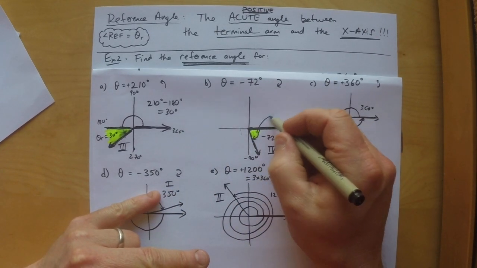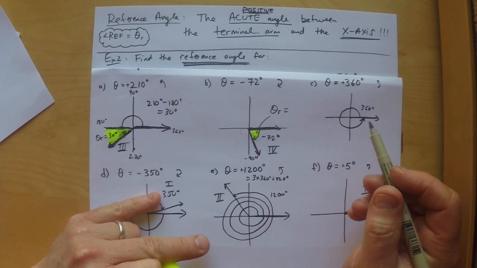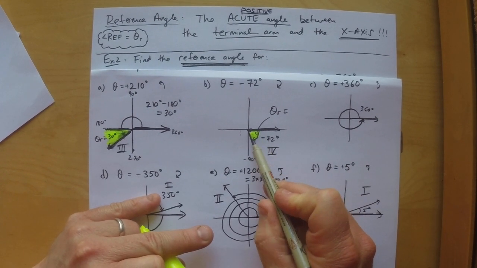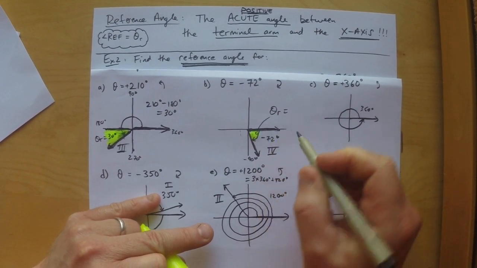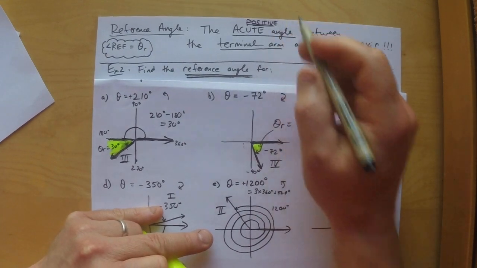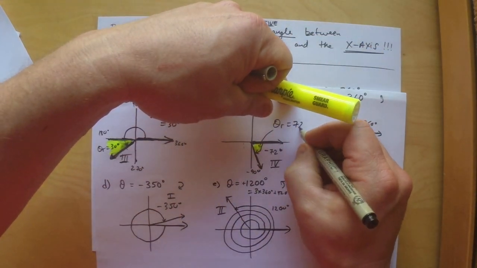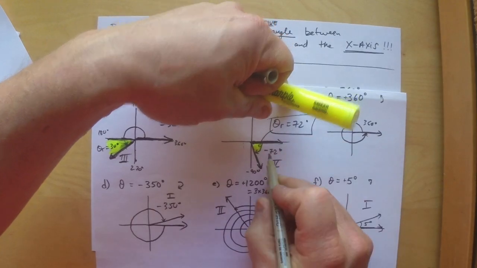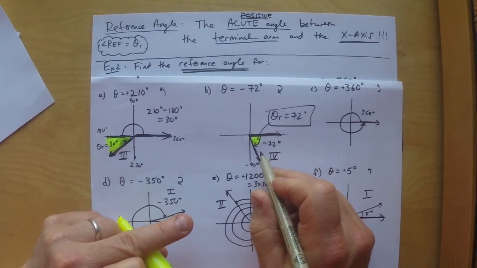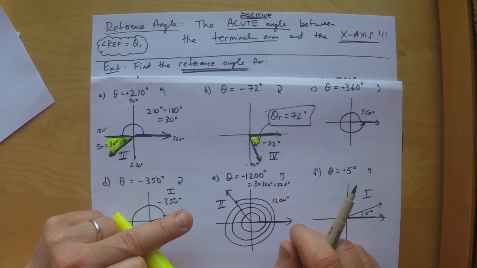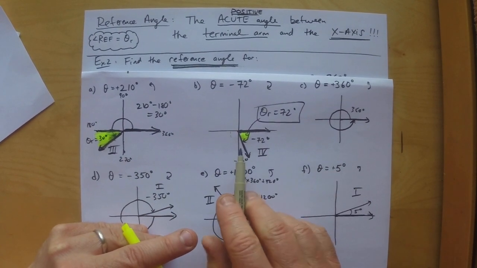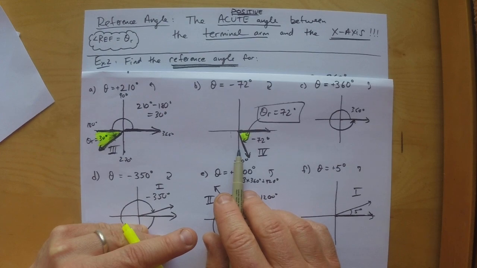So my reference angle, you might look at that and go, well, this is negative 72. The actual size is 72, and it's always positive. The reference angle is always positive, even if the angle itself is negative. So the reference angle here is 72. Even though I know in here this is going to be, what, 18 degrees? Don't care. That's the y-axis.